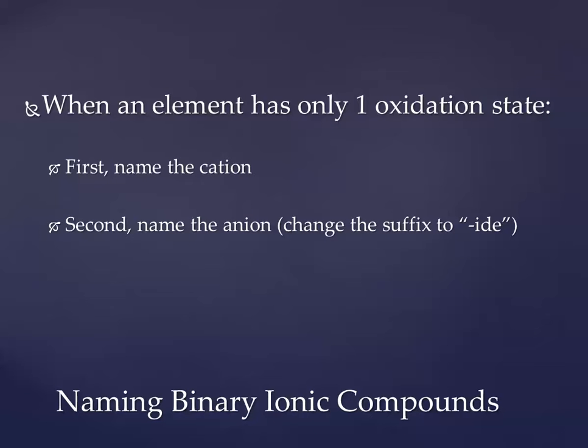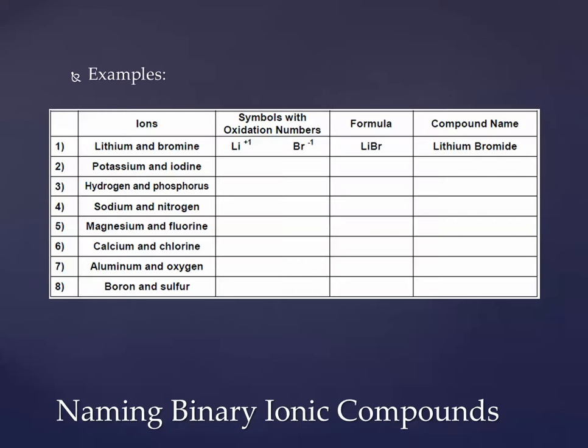So when an element has only one oxidation state, so one ionic charge, this is one of our simpler ions. And to name these ions and these ionic compounds, we first have to say the name of the cation, and second we'll name the anion. But instead of keeping it the same way, like chlorine staying chlorine, we're going to change the suffix to IDE, so chlorine becomes chloride. So let's see a couple of examples.